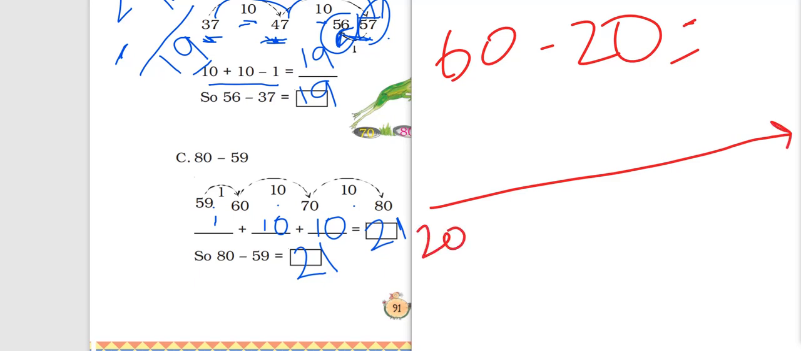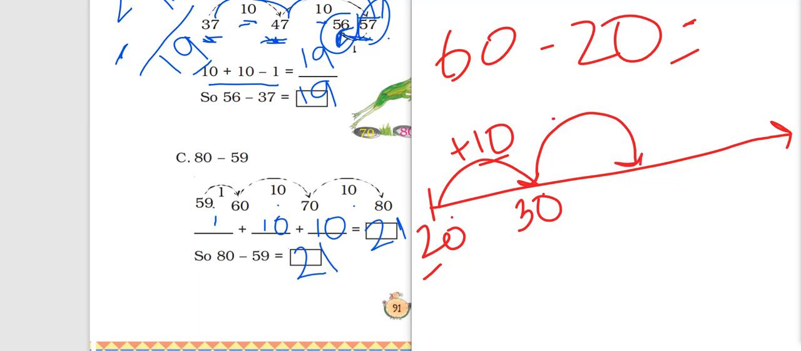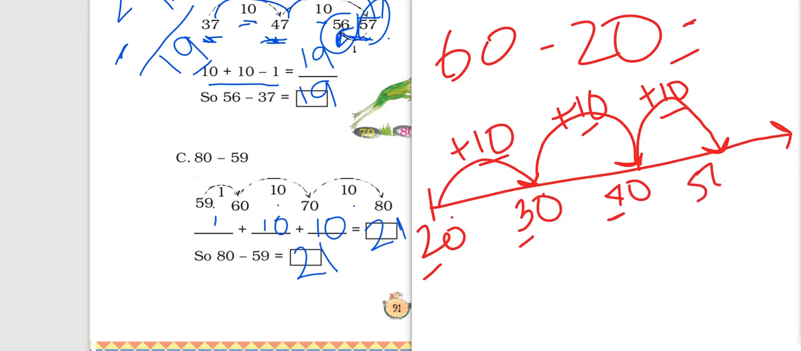Start from 20. Take 10 steps. Add a 10. You started with 2 tens. You added a 10, which is 1 ten. So you get 3 tens, and there's no ones, right? So 0 in the ones place. The next one is take another 10 steps, start with 3 tens, added another 10, you get to 40, 4 tens, right? Take another set of 10 steps, you started with 4 tens, added another 10, you get 5 tens, no ones, 0 ones, so 50.